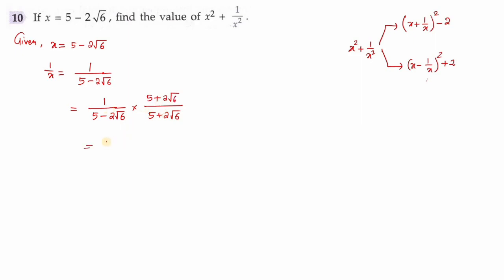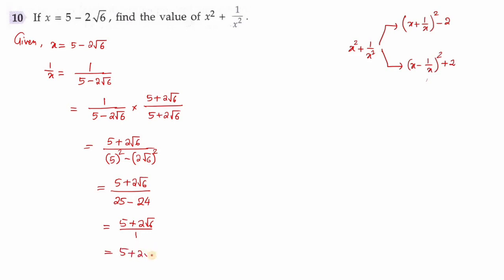So 1 into 5 plus 2 root 6 is 5 plus 2 root 6. In the denominator you have (a minus b) into (a plus b), which is a square minus b square. So we have 5 plus 2 root 6 in the numerator. Look at the denominator: 5 square is 25 minus 2 square is 4, root 6 square is 6, so 4 sixes are 24. Let me write it directly. So 5 plus 2 root 6 whole divided by 1 is equal to 5 plus 2 root 6.